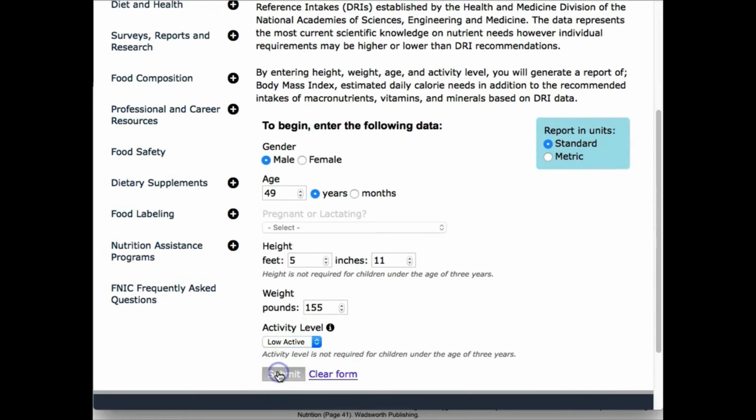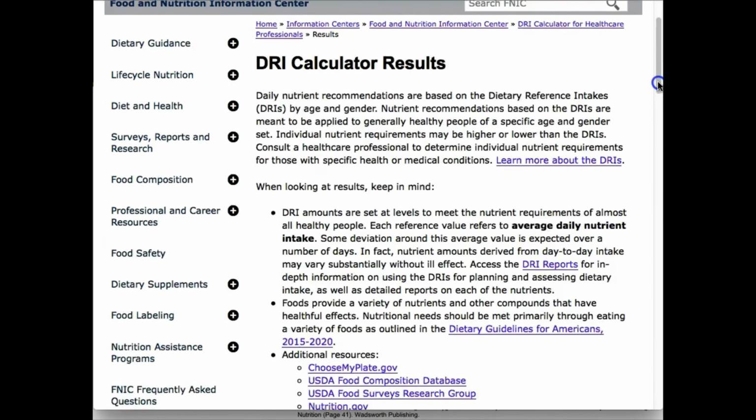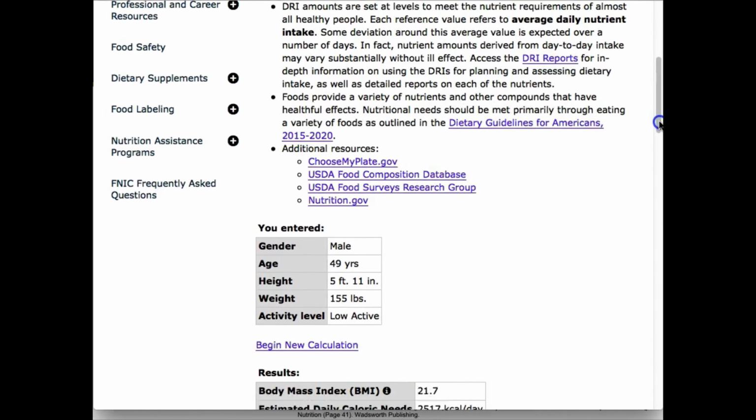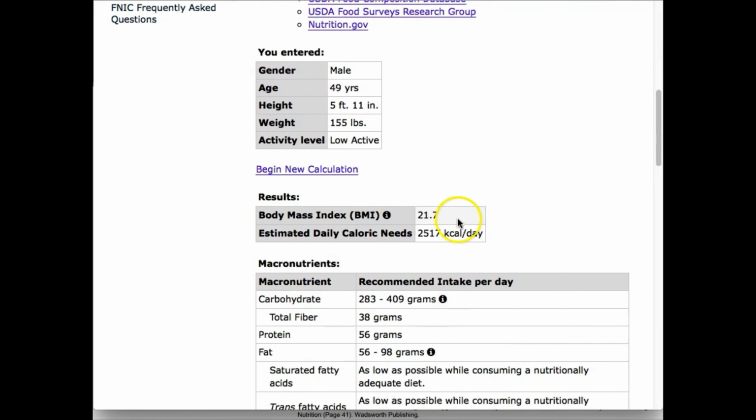I'll submit that. And here are the DRI calculator results. You see my entered information and the calculation. You'll see that I have a body mass index of 21.7, and the calculator estimates that I need 2,517 kilocalories per day. This number is a little on the high side for me. I think I need slightly lower calories than this. You should use this as a starting point to work out the number of kilocalories that you personally need each day.